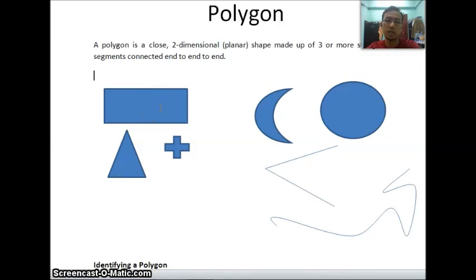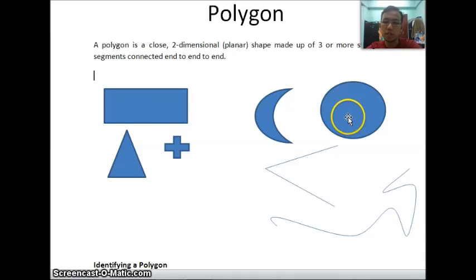They don't have to be shapes that we are familiar with, like rectangles, triangles, or pentagons. Like here, it fulfills the requirements for a polygon. As we see here, it is a closed polygon. It's 2D and it's made of 3 or more line segments which are connected.